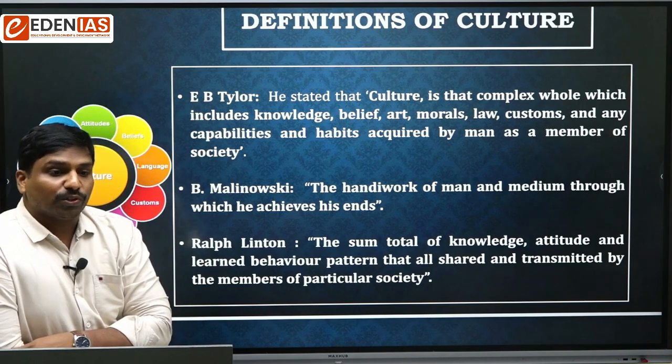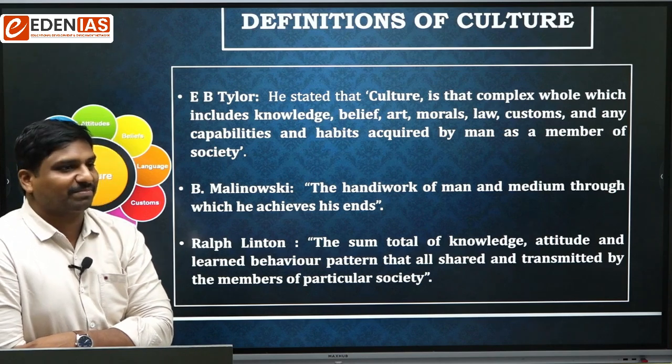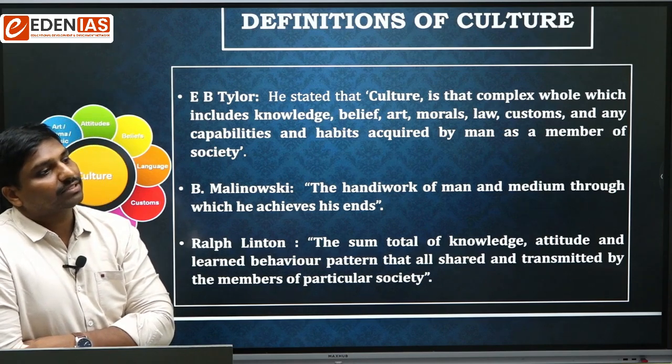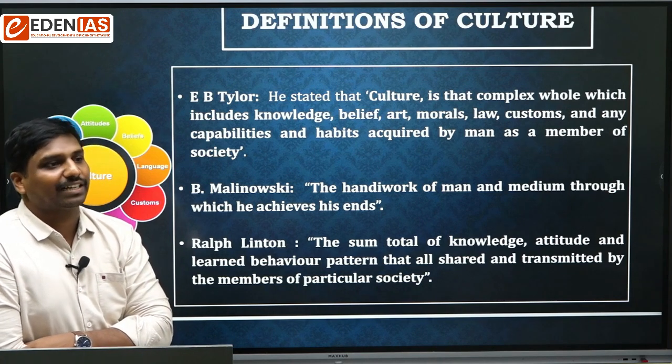So this definition you will have to remember whenever it comes to defining culture.